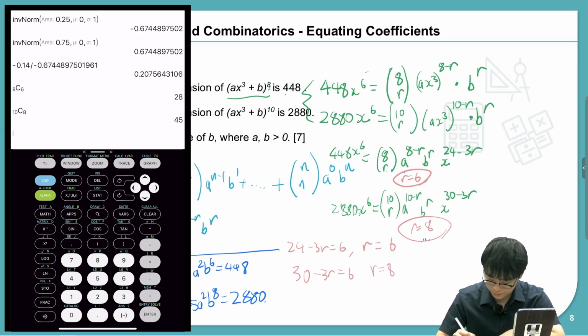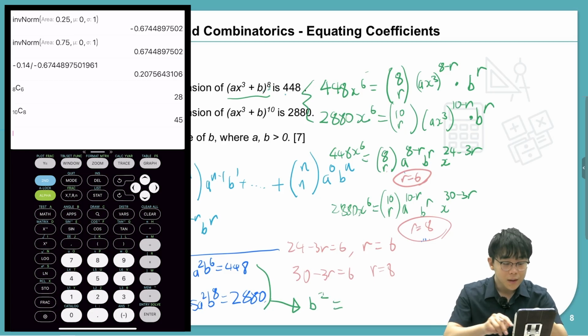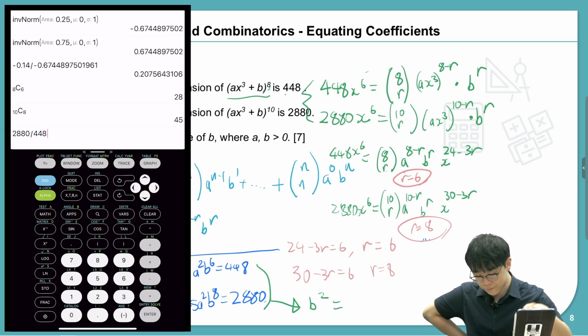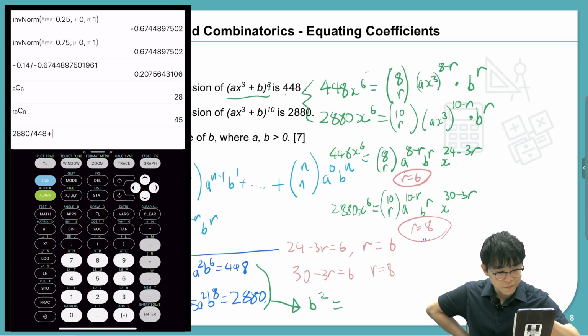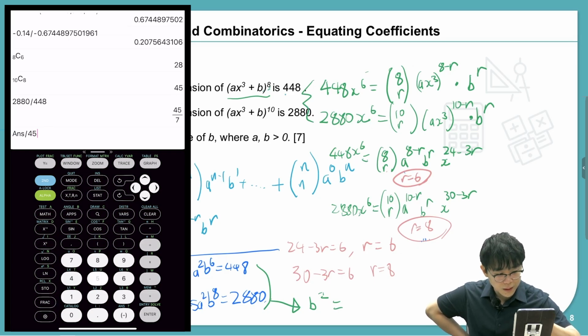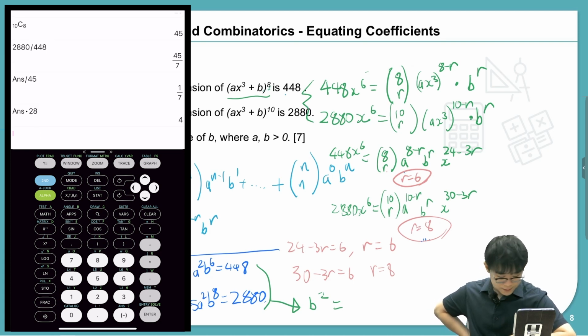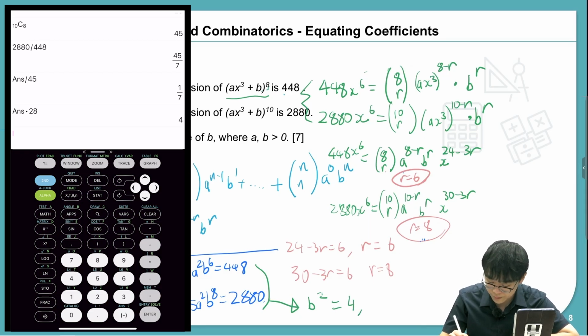Okay, so to summarize this, b squared is going to be 2880 divided by 448, but then we want to divide by the 45 and we want to multiply by the 28. Right? So this ends up giving us b squared equals 4. So b is going to be 2.